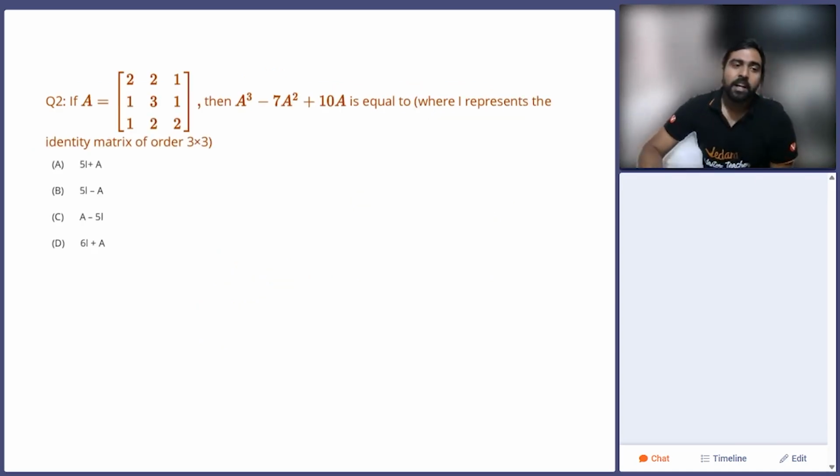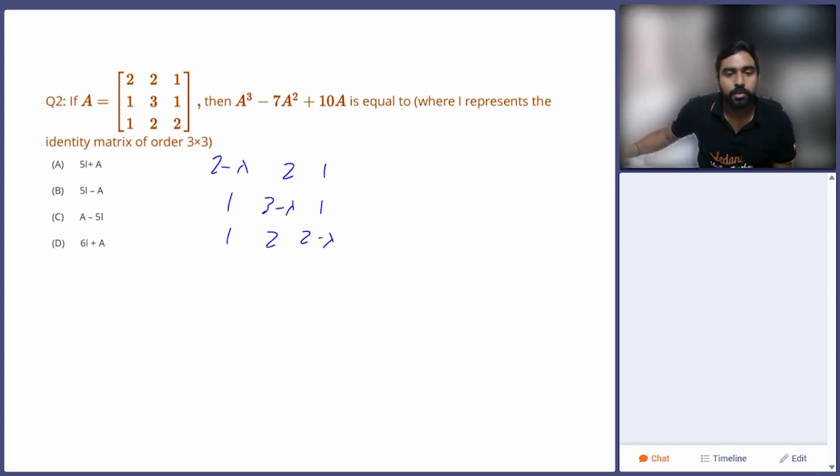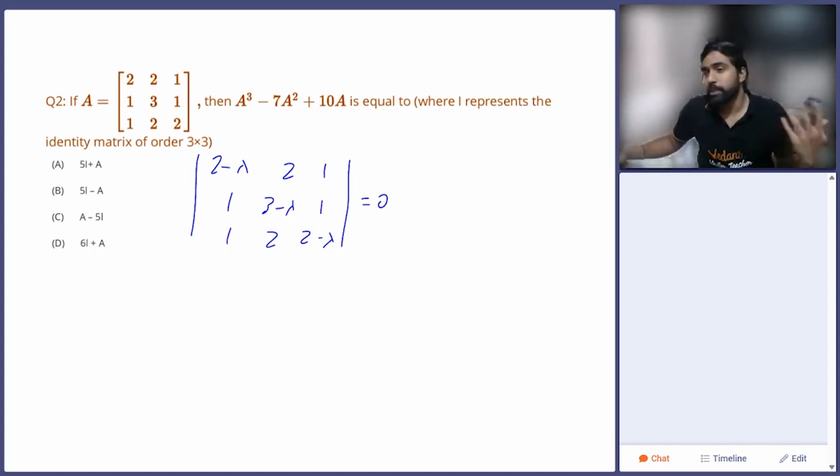Moving on. We have a matrix A, which is given to us as [2, 2, 1; 1, 3, 1; 1, 2, 2], and you have been asked to find A cube minus 7A square plus 10A, which is equal to which of the following options. Anytime you have these questions, looking at the options and the general expression should give you an idea about the Cayley-Hamilton theorem. We'll find the characteristic equation, which is the determinant of [2 minus lambda, 2, 1; 1, 3 minus lambda, 1; 1, 2, 2 minus lambda]. A matrix always satisfies its characteristic equation.